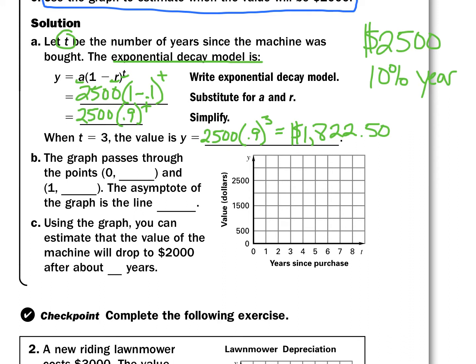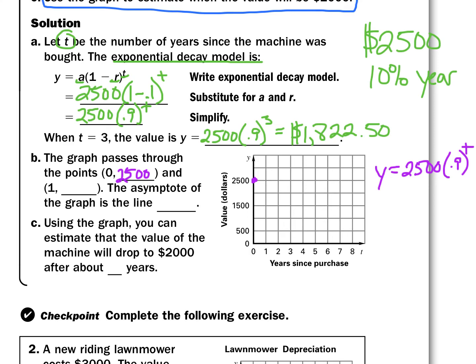Now B, we want to graph this. So we're going to graph the first 2 points. Using our equation y equals 2,500 times 0.9 to the T power, if we plug in 0 for T, that would be at the time that we bought it, so that would be 0, 2,500. Makes sense. That's our initial investment. We can't go back in time, so we don't have to worry about going to the left of the y-axis.